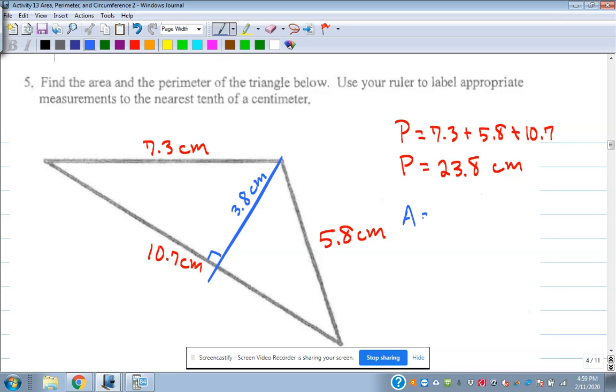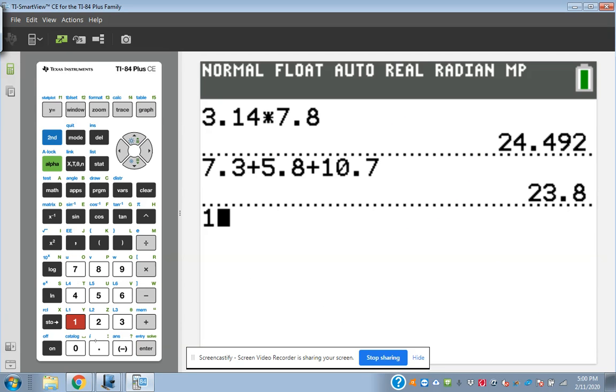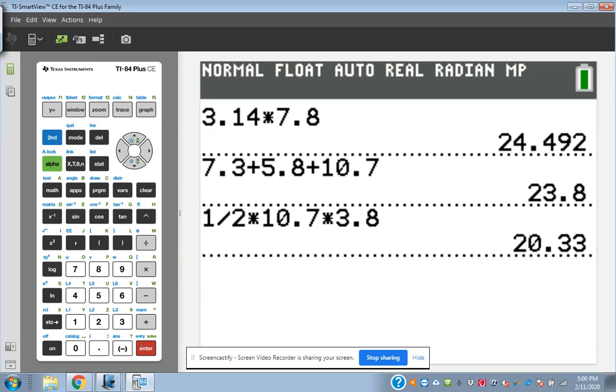So to find the area, then it's 1/2 base times height. The base is the side the height comes out of. So that 10.7 times the height, which is, I got 3.8. Multiply all those together. 1/2 times 10.7 times 3.8. 22.33.